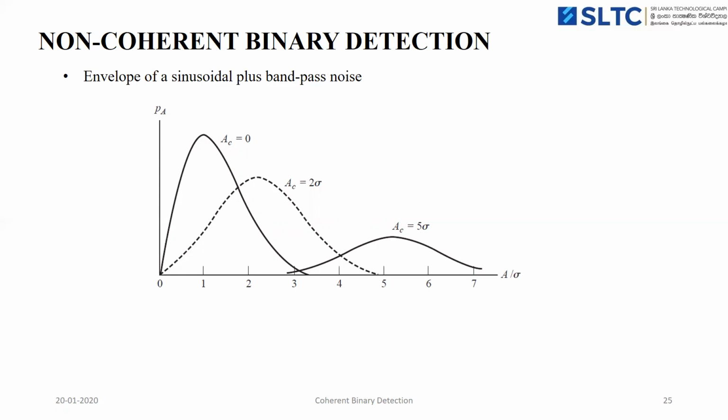Then we studied the non-coherent binary detection. In some situations, it is very difficult to track the carrier phase, especially when the propagation delay is large. So in that case, we can go with the non-coherent binary detection method.